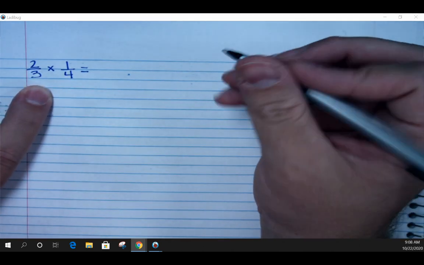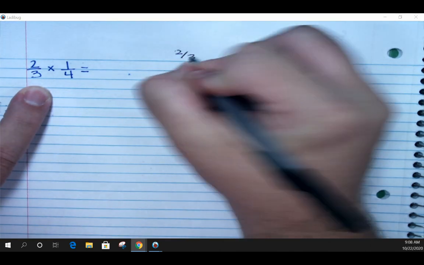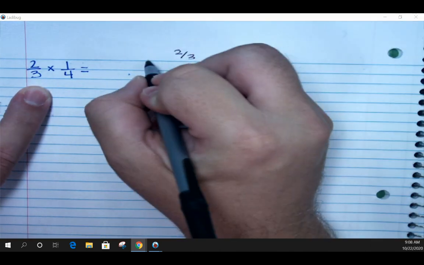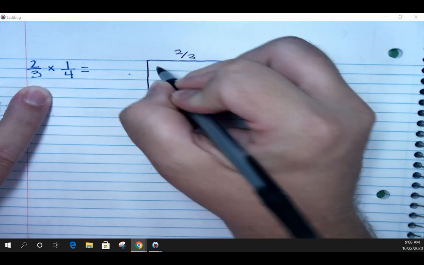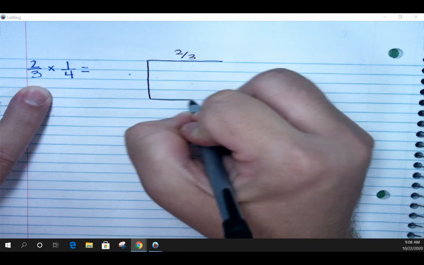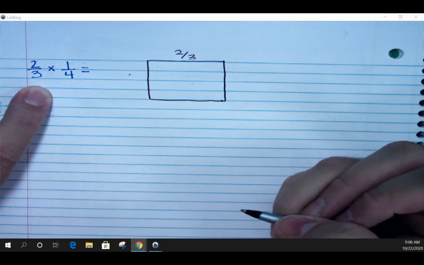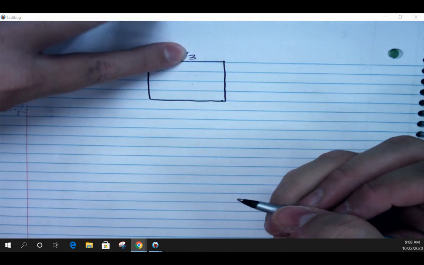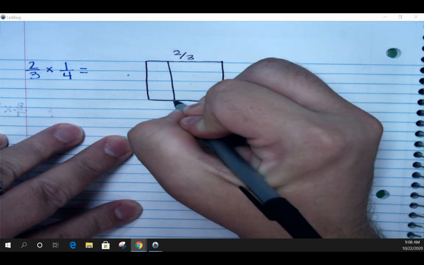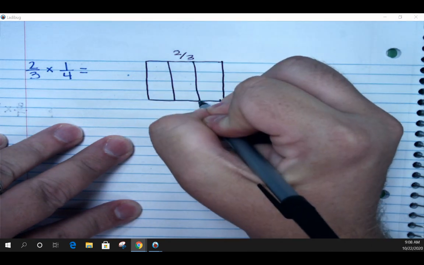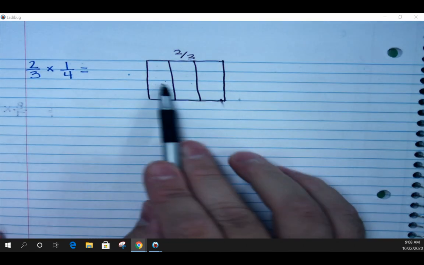And the first thing I'm going to do is draw 2/3. I'm going to put it on the top. So I'm going to draw a rectangle. And I'm going to split it into how many pieces? 3. You draw 2 lines to make 3 pieces. 1, 2, 3.